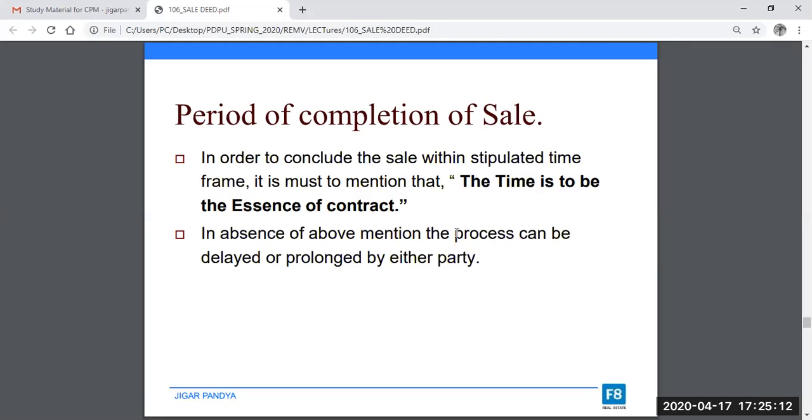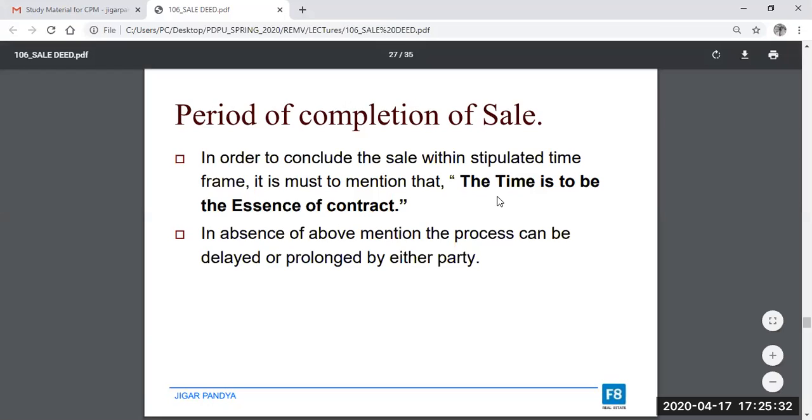And in the absence of this clause, the process can be delayed. If your agreement of sale does not have time attached to it, it can just go on and on, 2 years. So it's very important that you mention by what time you will complete this particular thing.